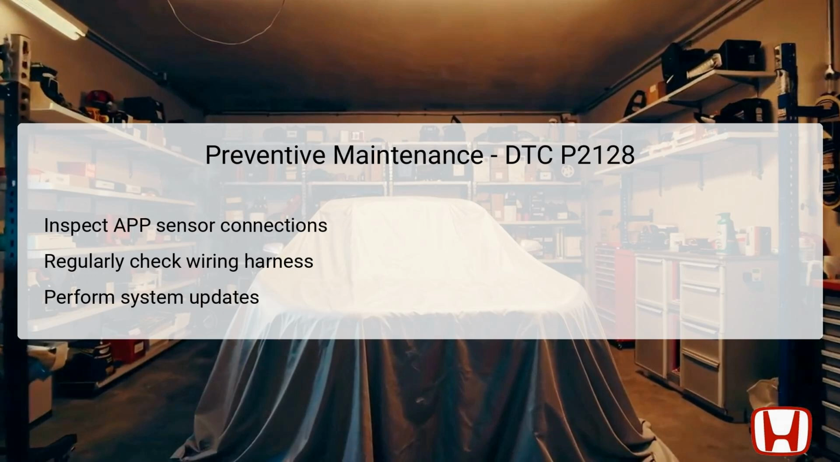Inspecting the wiring harness connected to the APP sensor and PCM should also be done routinely. Any signs of wear or damage should be addressed immediately. Furthermore, keeping the vehicle's diagnostic systems updated may prevent miscommunication between sensors and the PCM. This proactive approach not only enhances vehicle performance, but also contributes to overall safety and efficiency in operation. Simple maintenance practices can significantly reduce the occurrence of similar DTCs in the future.